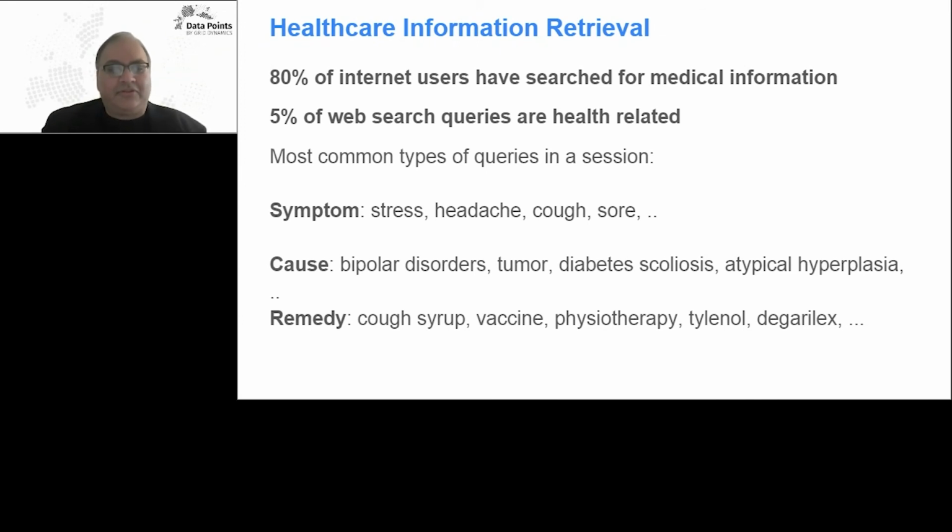They also search for what is the cause of a symptom, right? The cause could be something like a bipolar disorder or diabetes or a tumor and so forth. And what are the remedies, right? People also want to know, okay, what can I use? What information do I have to actually fix this health issue that I may have? So they may want to know, is there a vaccine available? Do we have a cough syrup and so forth? So symptoms, cause, and remedy are the most common types of queries that are actually searched for in the healthcare space.